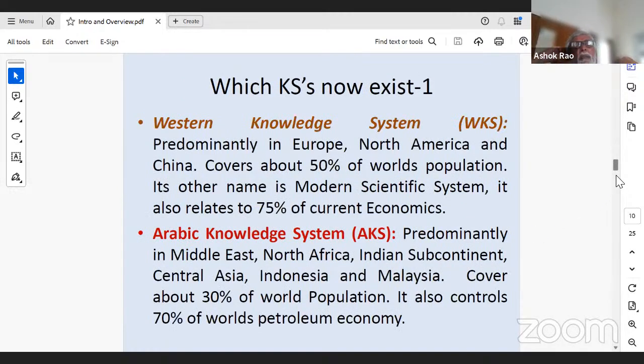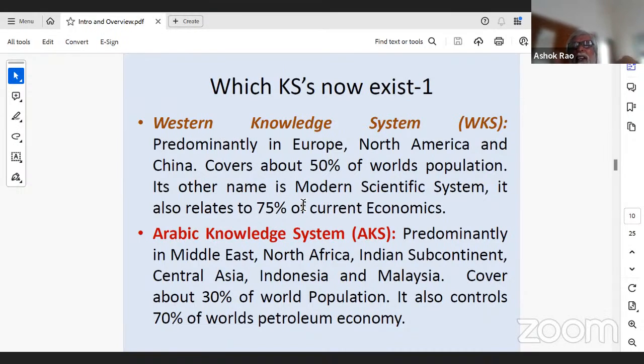Now, which knowledge system exists all over now? First thing, Western knowledge system, as we call it, WKS. It's predominantly in Europe, North America, and China. Covers about 50% of the world population. Its other name is modern scientific system. It also relates to about 75% of the current economies in the world. Okay? So it's a very wealthy knowledge system.